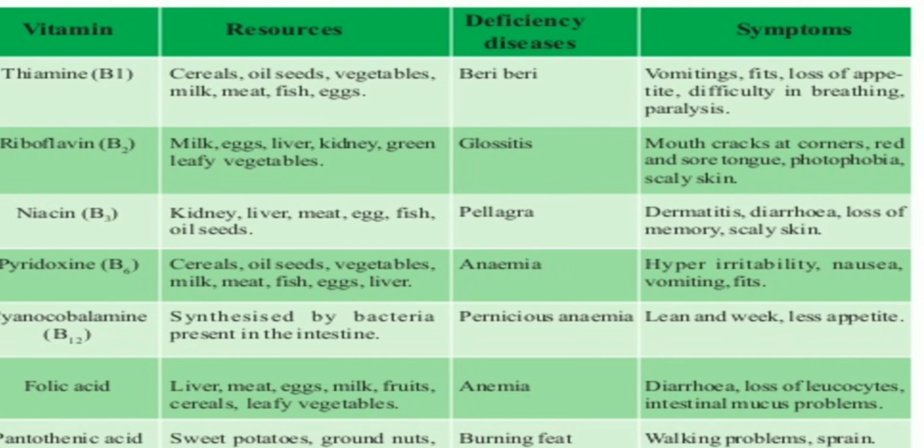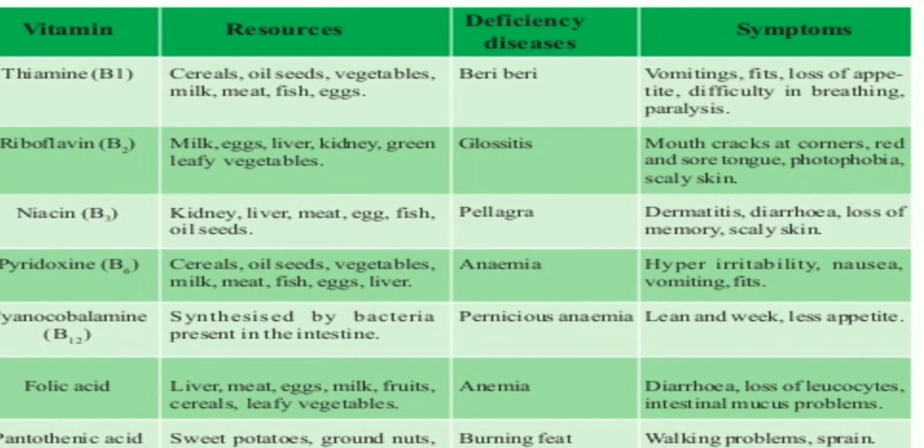What is the deficiency disease caused by this? That is pellagra. So what are the symptoms? That is dermatitis. Dermatitis is a skin disorder. Then diarrhea, loss of memory and again scaly skin.